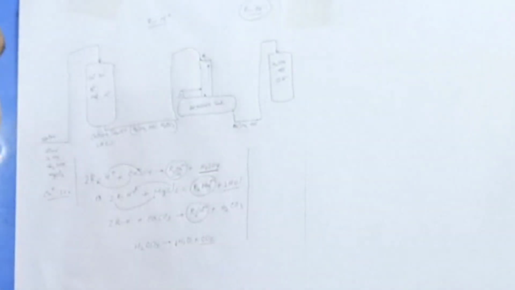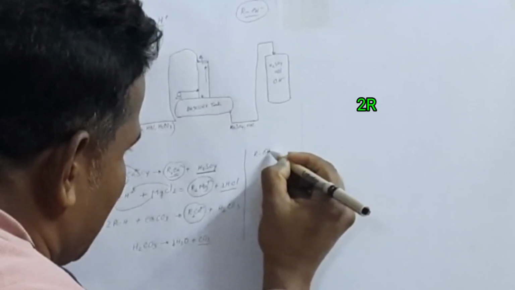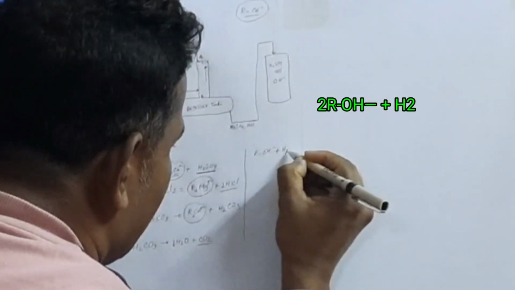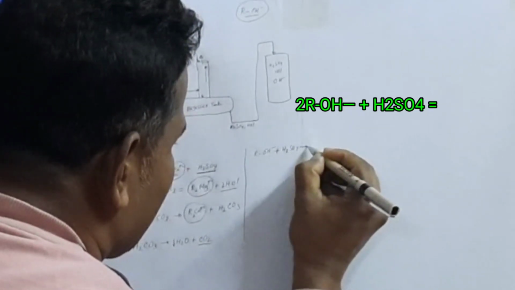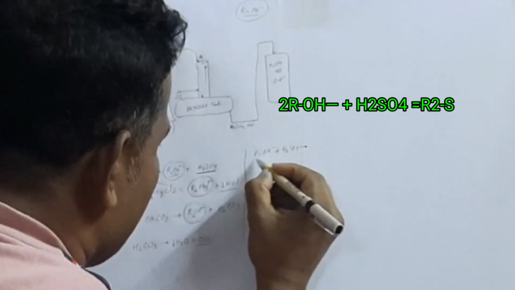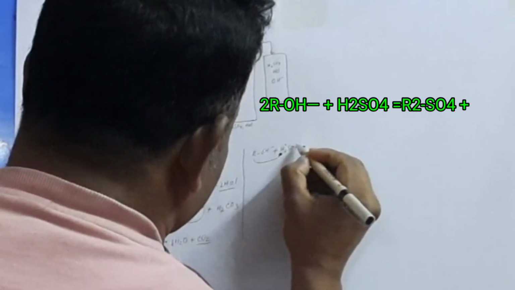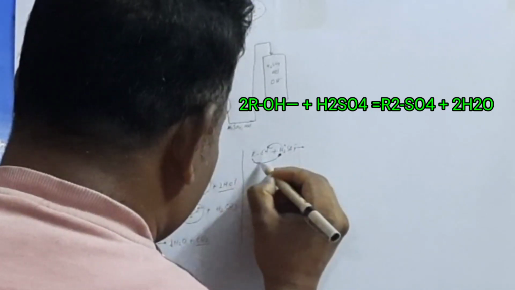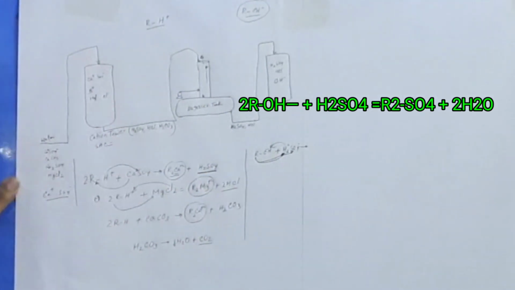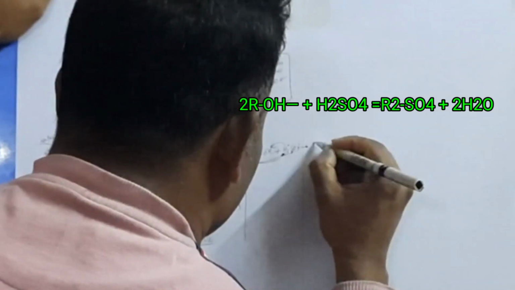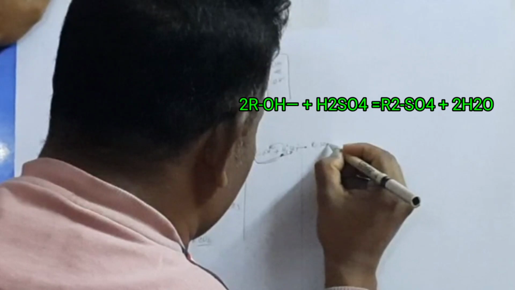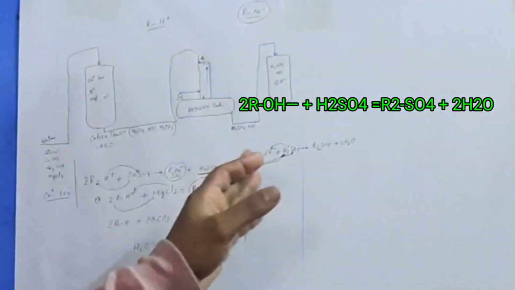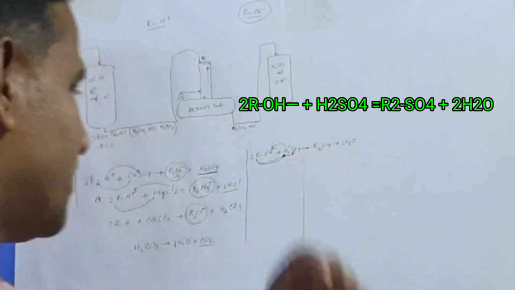So in the anion tower, resin is available as ROH minus ion. When it reacts with sulfuric acid, H2SO4, what will happen? You can see there. These are R positive, this positive, this negative. When it reacts with sulfuric acid, this hydroxide ion, and R reacts with sulfate. So what will happen? It will create R sulfate plus H2O. We balance this reaction. R2 sulfate and this water are created.